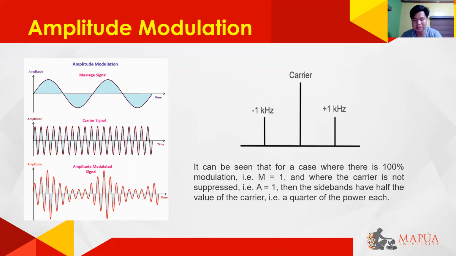So it can be seen that for a case where there is 100% modulation, M equals 1, and where the carrier is not suppressed, A1, then the sidebands have half the value of the carrier, a quarter of the power each. So as you can see, for perfect modulation, where the modulation index has a value of one, the sideband must have half the value of the carrier.